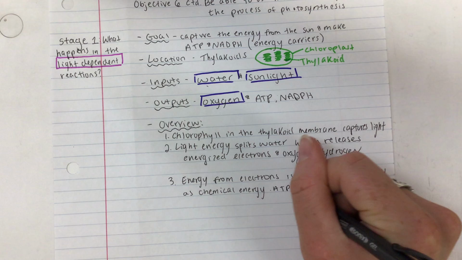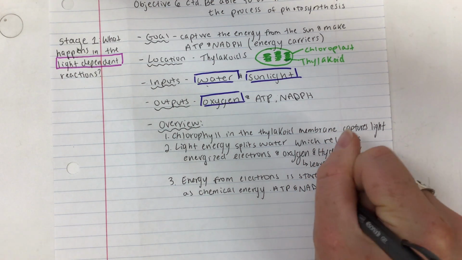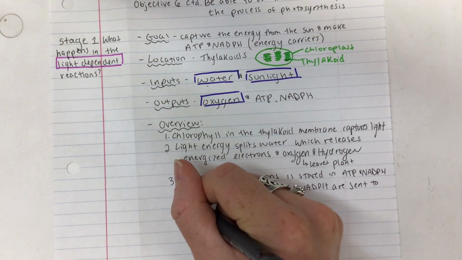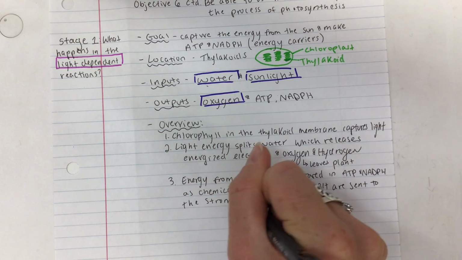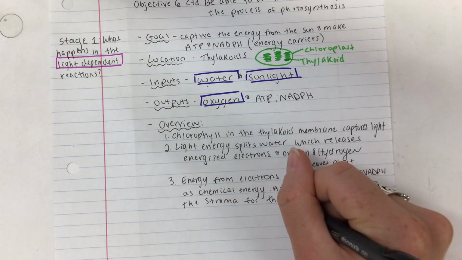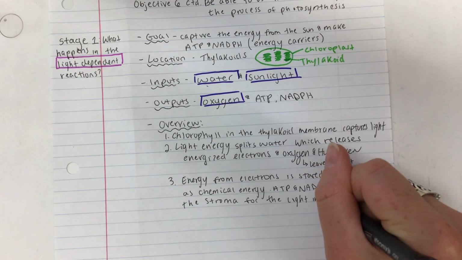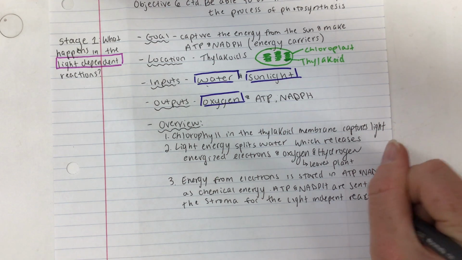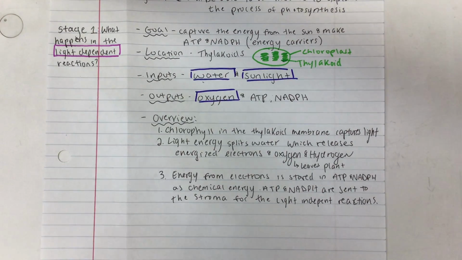So where do these ATP and NADPH go? Well, the ATP and NADPH are sent to the stroma for the light independent reactions. Okay, so again, we have water coming in here. The energy from light splits it apart, and the electrons carry that energy from light into ATP and NADPH, which are going to take that energy over to the stroma for the rest of the reactions to occur. Oxygen leaves at this point.